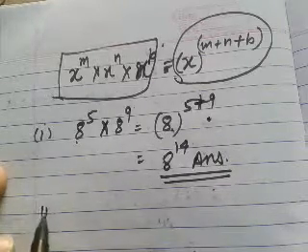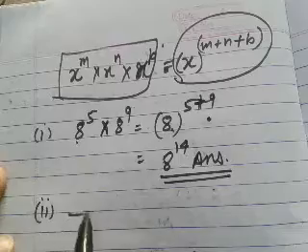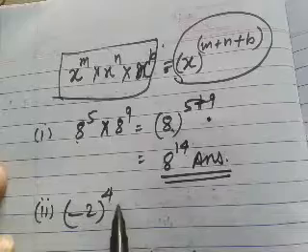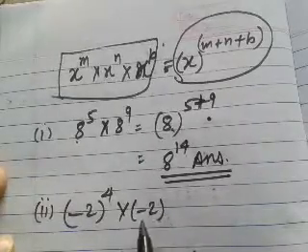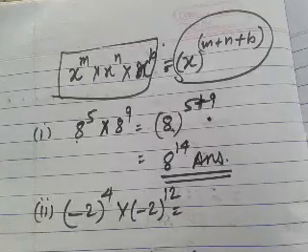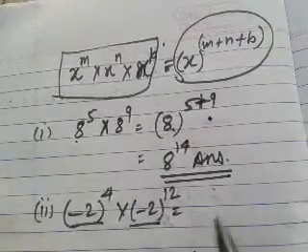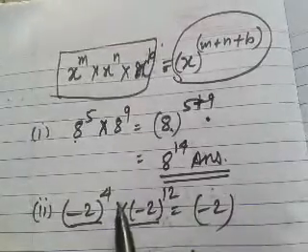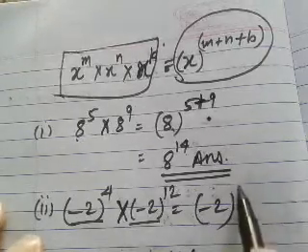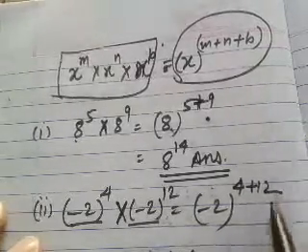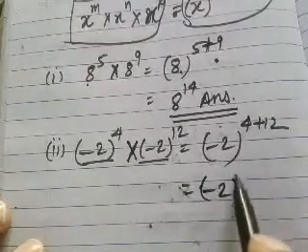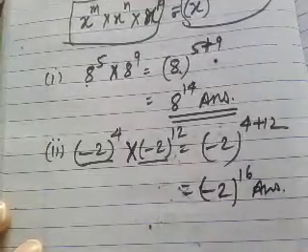Next is minus 2 raised to the power 4 multiplied with minus 2 raised to the power 12. What will be the answer? The base is the same, which is minus 2, so write it, and in case of multiplication the powers will be added: minus 4 plus 12, we will get minus 2 raised to the power 16. This is our answer.